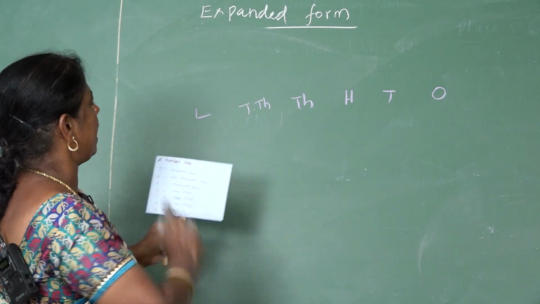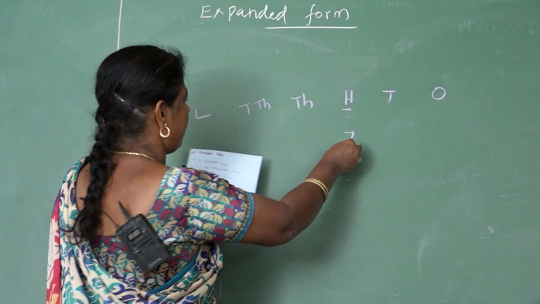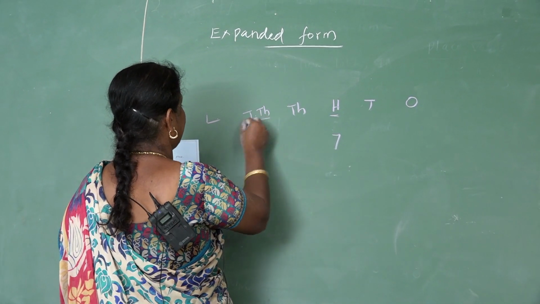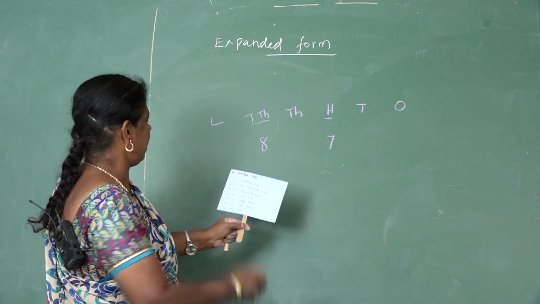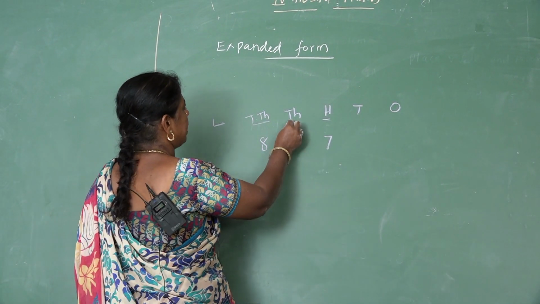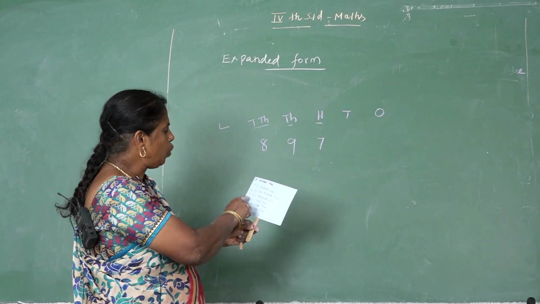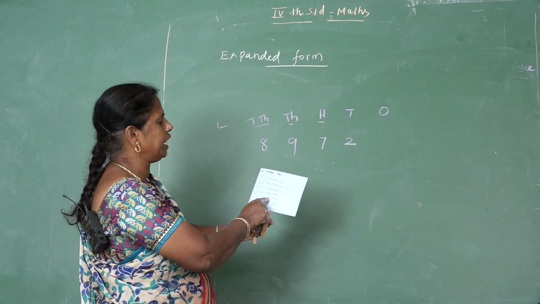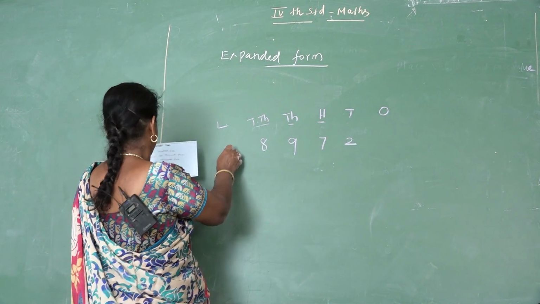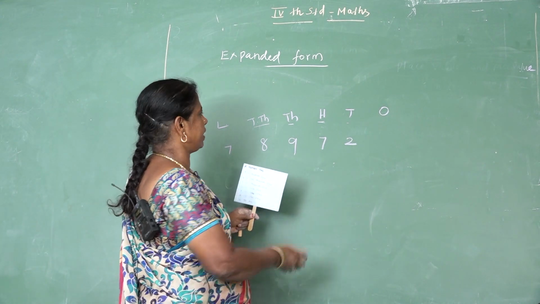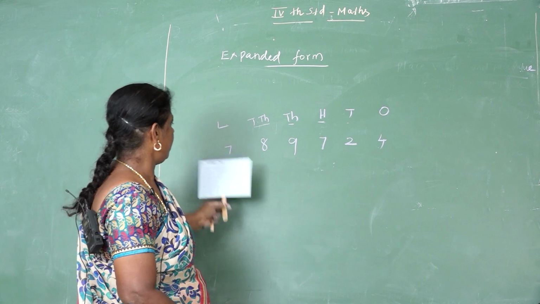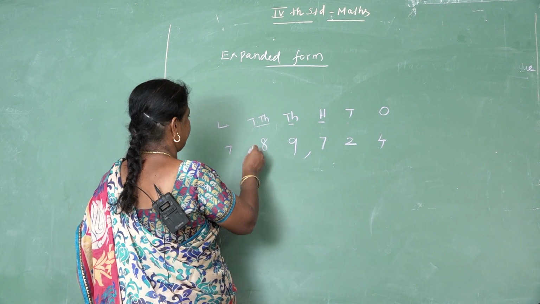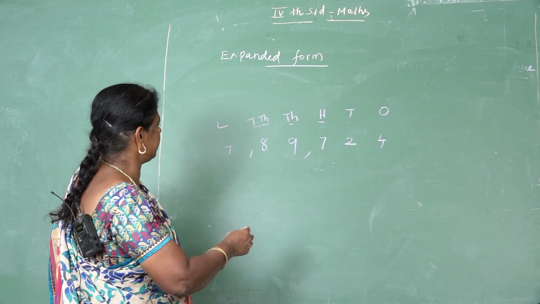Now 7 in the 100 place. Where is the 100 place? Here. 8 in the 10,000 place. Where is the 10,000 place? Here. 9 in the 1,000 place. Where is the 1,000 place? Here, so you write 9. 2 in the 10s place, where is the 10s place? 2. Next, 7 in the lakhs place, so where is the lakhs place? 7. Next, 4 in the 1s place. Where is the 1s place? 4. Now say the answer. First 1s, 10s, 100 come up, then 1000, 10,000 come up. Now 7.